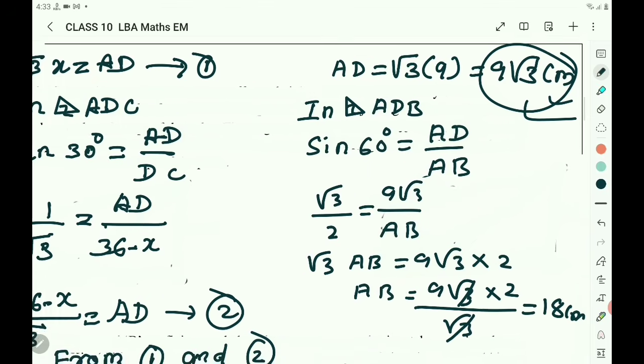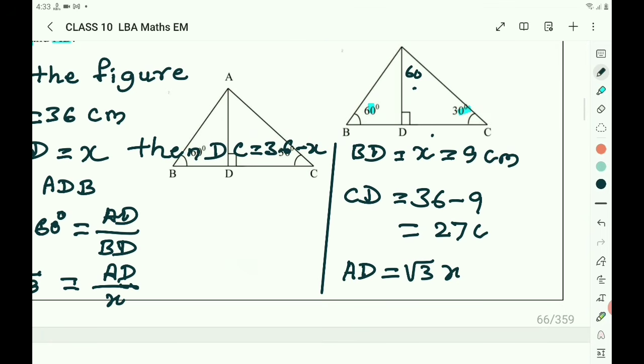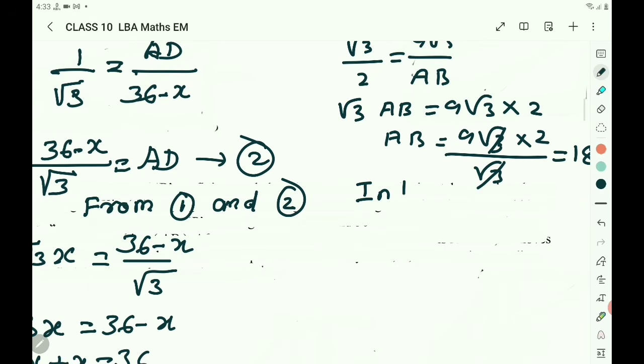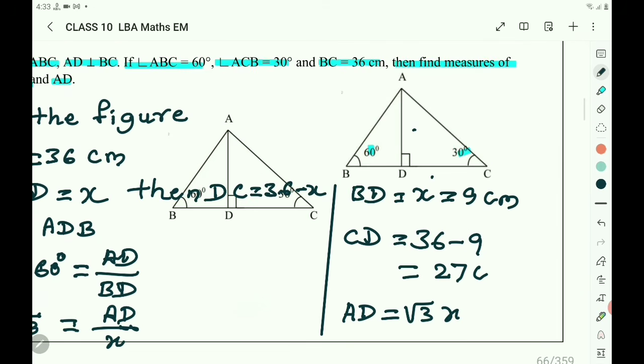Next, to find AC, take the right angle triangle ADB. Then you write, in the right angle triangle ADB, which trigonometric ratio you have to take for this 30 degree. AD you got, AC is to be found out. AD is the opposite side and AC is the hypotenuse. Which trigonometric ratio is having the opposite side by hypotenuse? That is sin 30. Take sin 30.